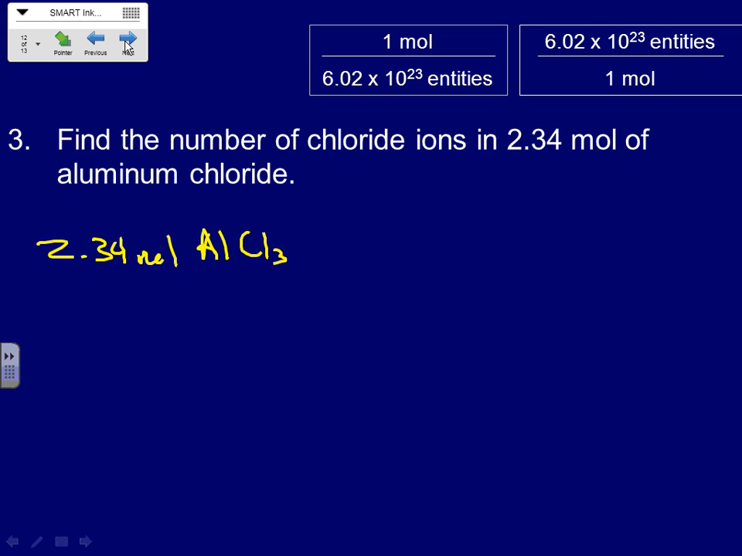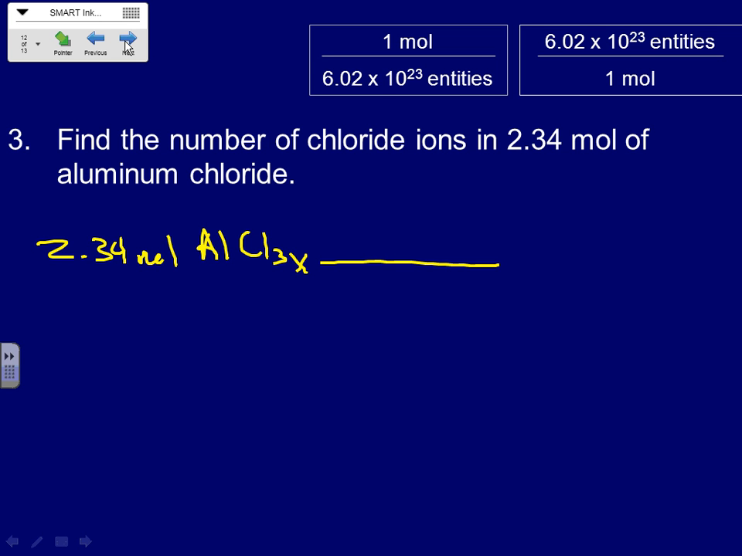AlCl3. Notice in this question, I want to find chloride ions. I have aluminum chloride moles. So ultimately, I need to get to entities of chloride. I can only do conversions one step at a time. So I take it one step at a time. I have mole, and I have a conversion factor that can get rid of that mole.